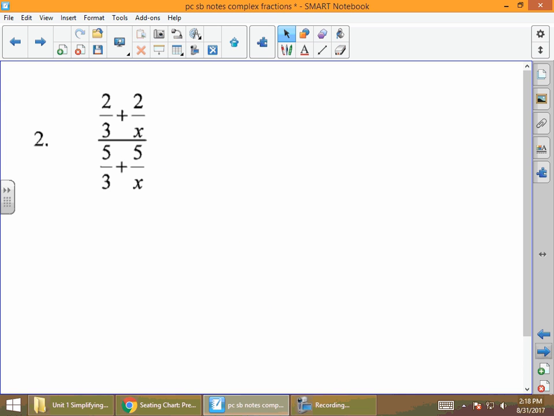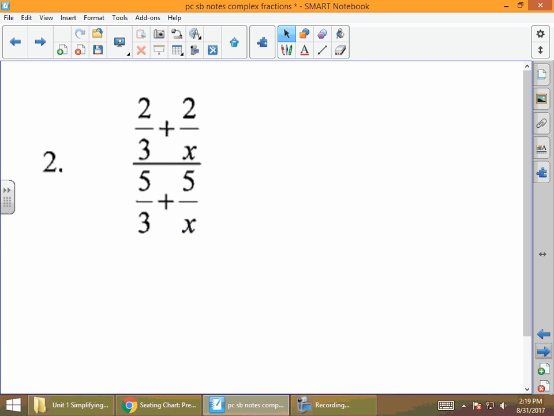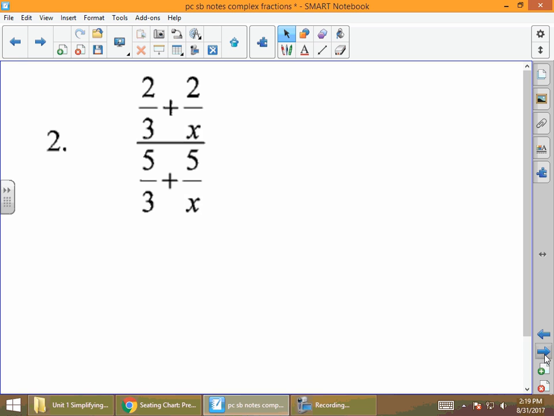So here's the second problem. What we look at here is we look at 2/3. It's a fraction within the overall big fraction. 2 over x, another fraction within. 5/3 within. 5 over x within. Look at the denominator of each of those fractions. So 3, x, a 3, and an x. And the question is, what's the least common denominator?